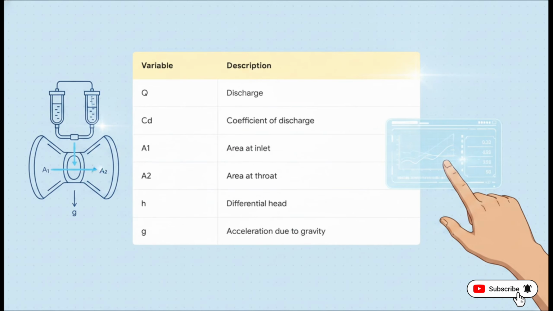Just to make sure we're all on the same page, here's a quick breakdown of those variables. Once you know the fixed area at the inlet, A1, and the throat, A2, and you factor in gravity and your device's specific discharge coefficient, CD, the literally only thing you actually have to measure out in the field is H. That's the differential head from our U-tube manometer. Read H, plug it in, and boom, you instantly know your pipeline's flow rate.